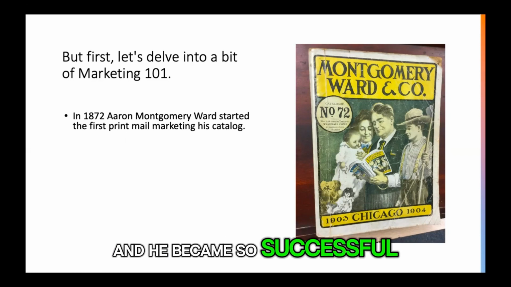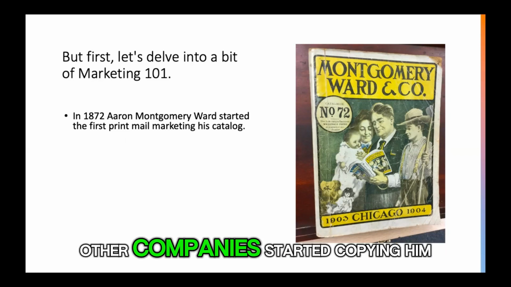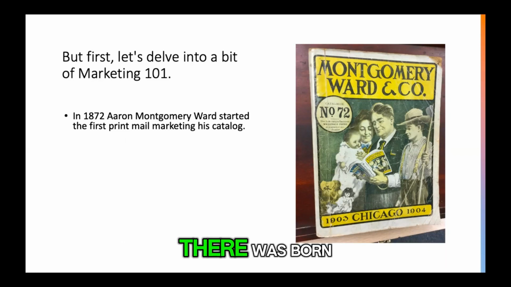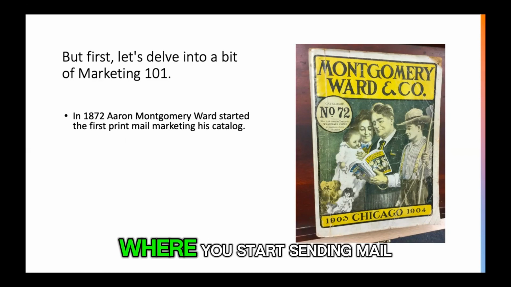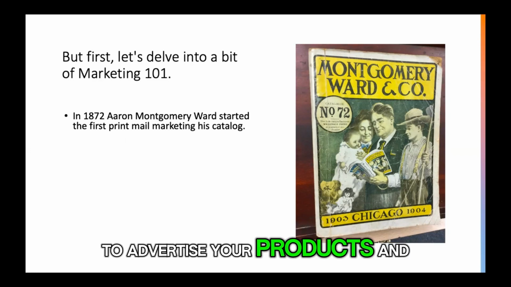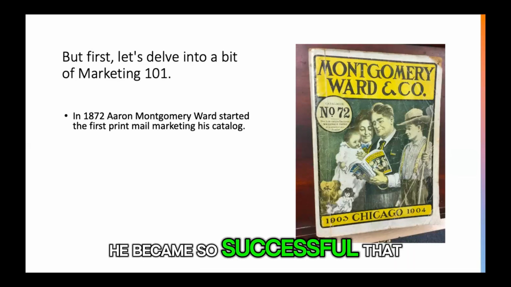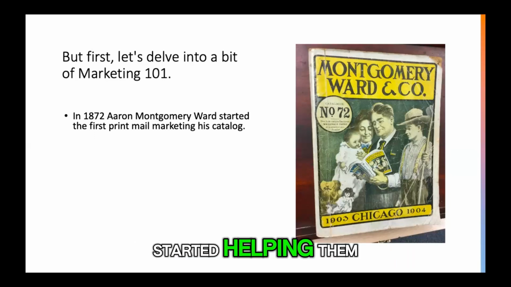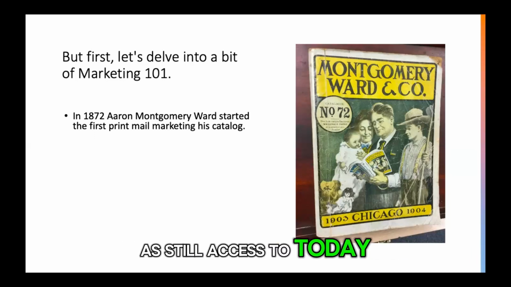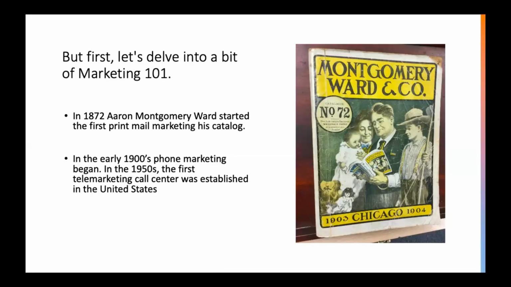And he became so successful that, sure enough, other companies started copying him. And there was born mail marketing, where you start sending mail to advertise your products and services. Prior to that, it was a lot of door-to-door marketing, and it was very limited. You couldn't really reach that many people. But Montgomery Ward really set a standard. He became so successful that other companies like Sears started copying him and creating their own catalogs that still exist to today. And this is a really good, simple method.